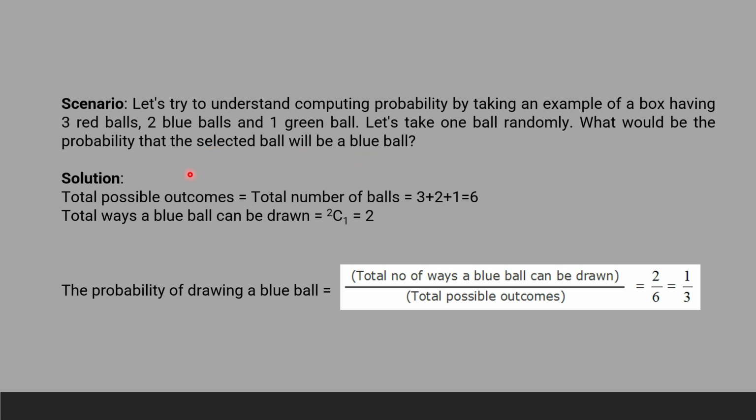First you need to calculate how many total balls there are, that is 3 plus 2 plus 1 is 6. So total balls are 6, and the color you want to select is blue. How many blue balls are there? 2. So total blue balls are 2, so it will be 2 by 6, that is 1 by 3. So the probability of drawing a blue ball is 2 by 6, that is 1 by 3. So this is computing probability, a simple question to understand probability.